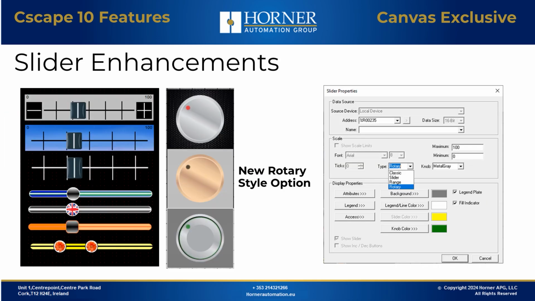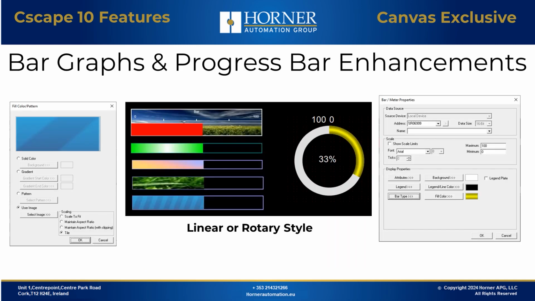Not only are there more display options and different types of sliders available than ever before, but we now also have a new rotary style slider, as well as a rotary action on the touch gesture to be able to easily manipulate and rotate that new rotary slider. Bar graphs have also been enhanced for Cscape 10 and Canvas. So instead of just solid colors on bar graphs, you can now choose images or specific patterns as the fill for a bar graph. So effectively, you can turn a bar graph into a progress bar if you choose. You can also choose either a linear bar graph or a new style, which is a rotary bar graph as well.